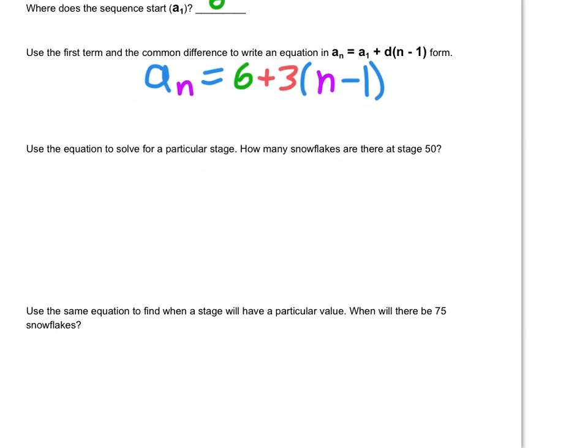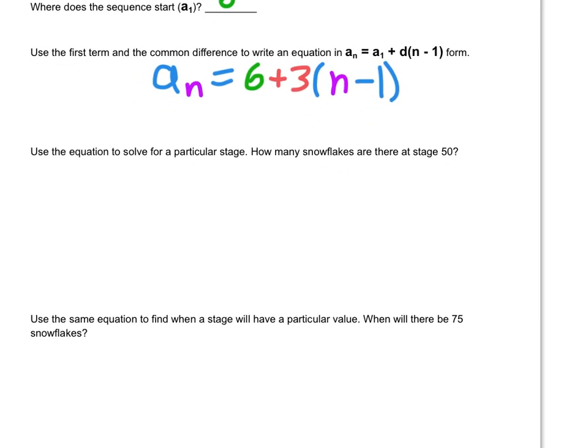We don't even really need to look at the rest of that table. We can use this to solve the other problems. So use our equation to solve the particular stage. In this case, I want you to tell me how many snowflakes are there going to be at stage 50. Ask yourself first, is stage 50 going to be the a sub n or the n?